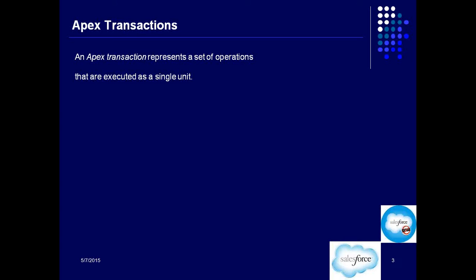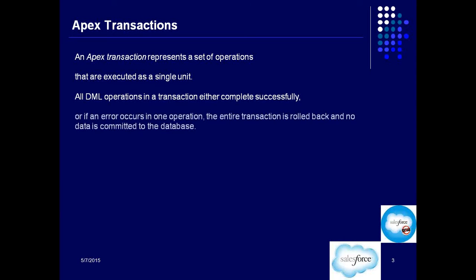It will not happen that if I have 4 DML statements there, 2 will get executed and 2 will get rolled back. In a transaction, either all the DML statements will get executed or none of them. So if an error occurs in even one of the operations, the entire transaction is rolled back and no data is committed to the database.